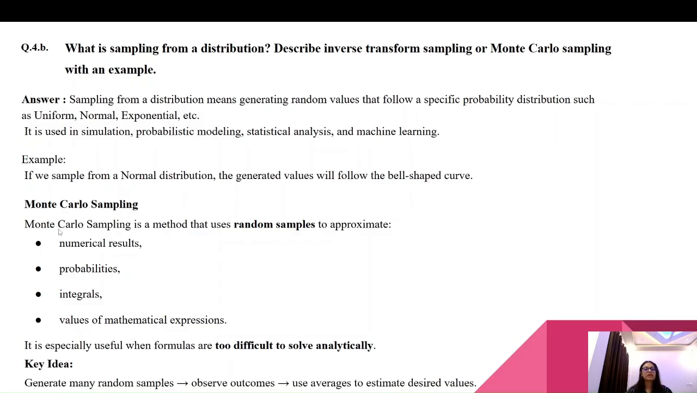Monte Carlo sampling. Monte Carlo sampling is a method that uses random samples to approximate numerical results, probabilities, integrals, and values of mathematical expressions. It is especially useful when a formula is too difficult to solve analytically. The key idea is to generate many random samples, observe the outcomes, and then use the average to estimate the desired value.